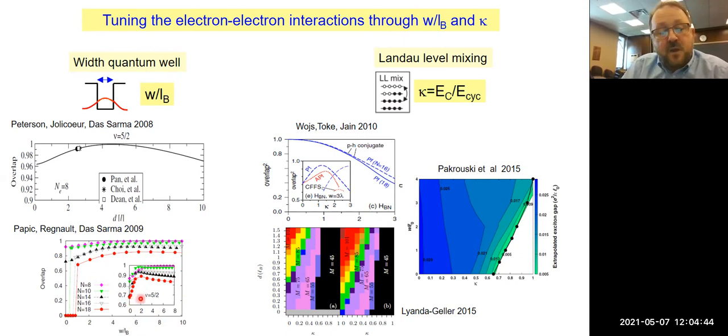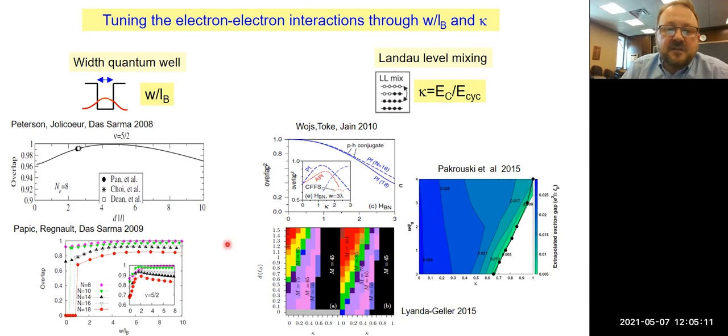But the width parameter is not the only parameter that tunes these states. We know that Landau level mixing is an important parameter. So over the years, we learned that as the Landau level mixing parameter increases, the overlap functions will decrease. But no one really looked carefully at what would be the ground state once the overlaps become small enough.